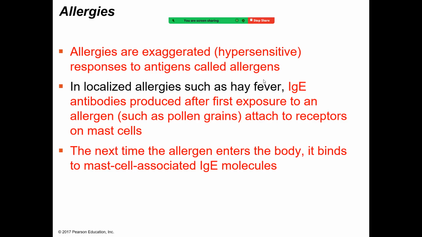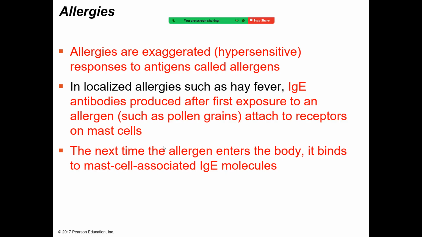These antigens are called allergens. Localized allergies, so hay fever, so thinking of being allergic to pollen. IgE is the antibody that's produced after first exposure to an allergen, such as particular pollen grains. The IgE antibodies attach to receptors on mast cells. And remember, mast cells are responsible for releasing histamine, and the histamine response actually will go up the more times this person is exposed to the allergen.